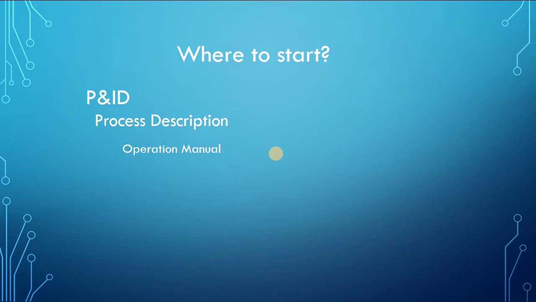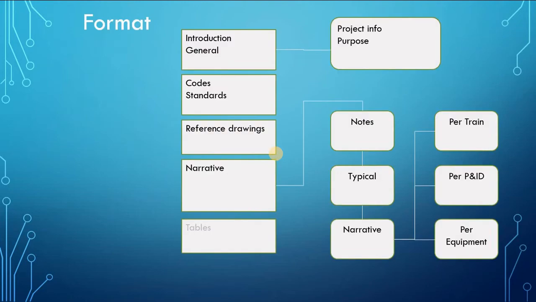Now, how do you start this document? You start by looking at your PNID, and if you have a process description, the process description will also tell you what the process people want from the system. If the operation manual exists, then maybe you can rely on it, but normally the operation manual is developed at a late stage of the project, so you may not find it. So you will start with your PNID.